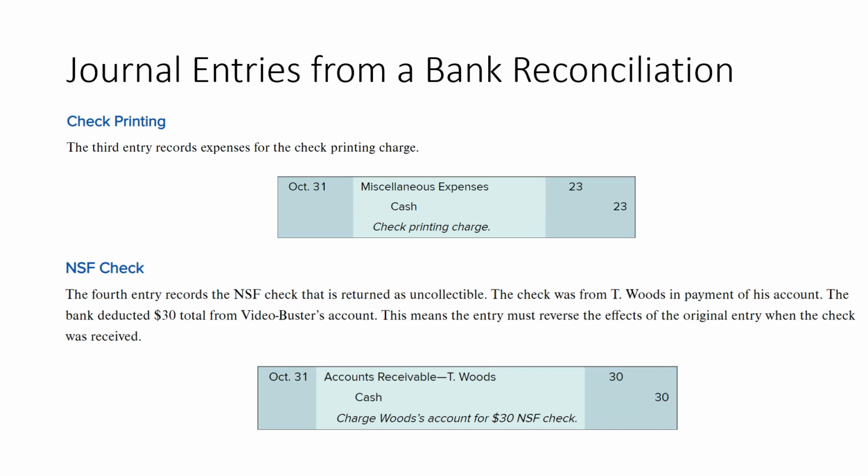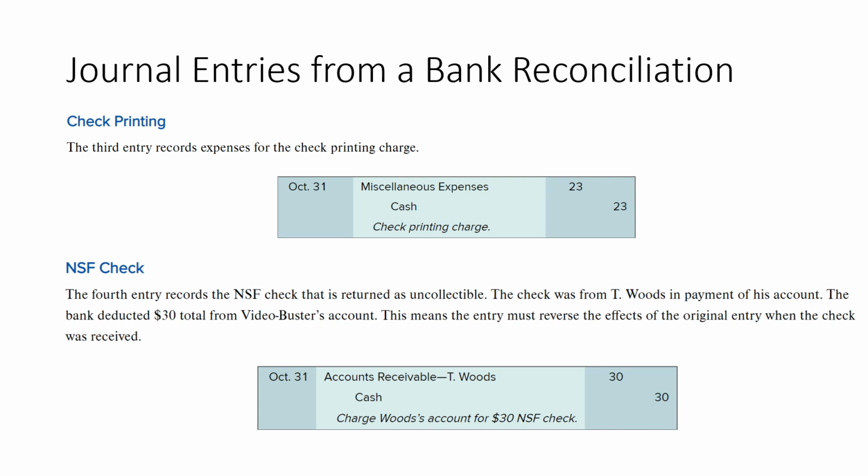The bank fee for check printing, you can do that a couple ways. You could debit bank fees or bank charge. Here they just record it as a miscellaneous expense. In the real world, I try to avoid using miscellaneous expense as much as possible because it doesn't tell the whole story. It would be more accurate to debit bank service charge or bank fee. And then you credit cash because your cash balance in the bank decreased when they took that money out for the fee.